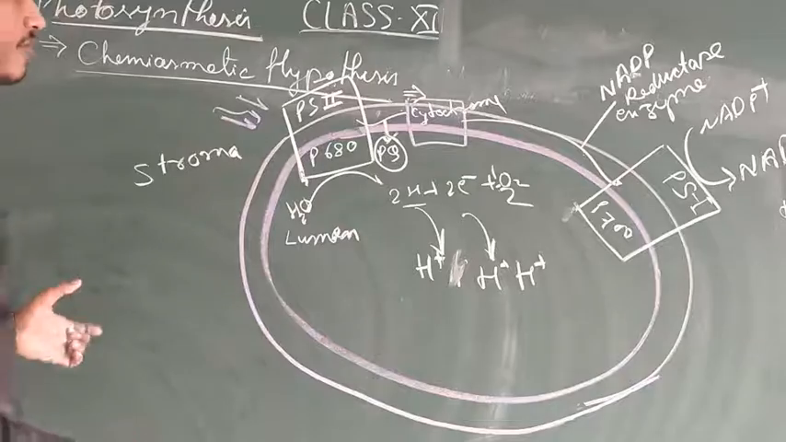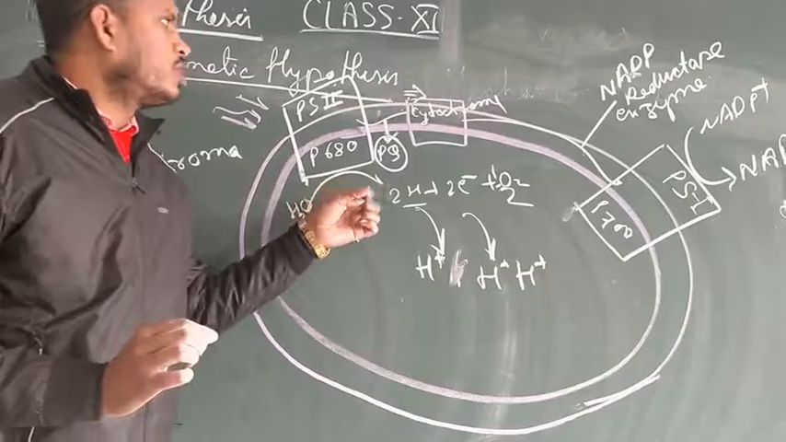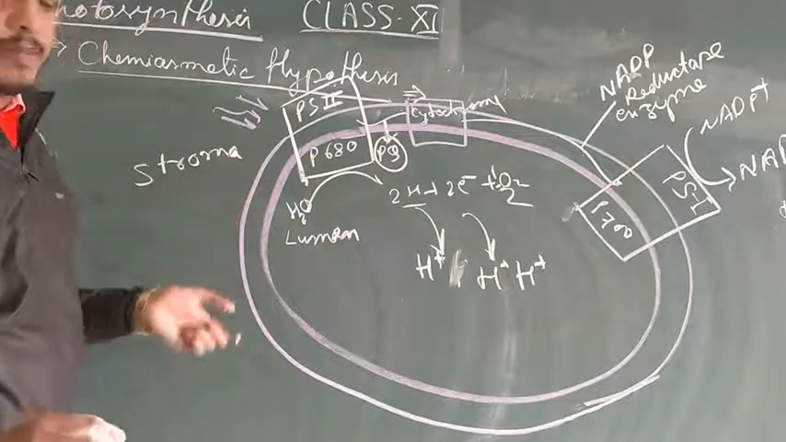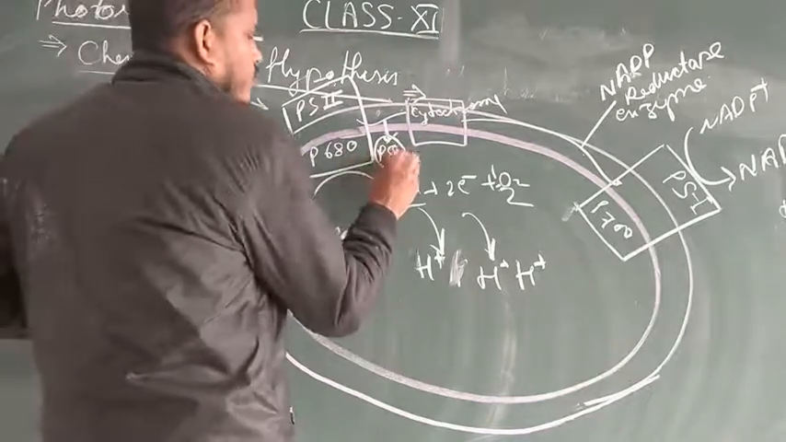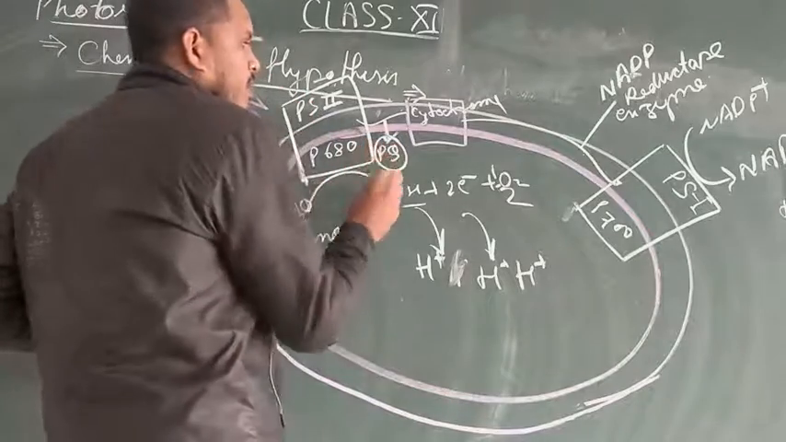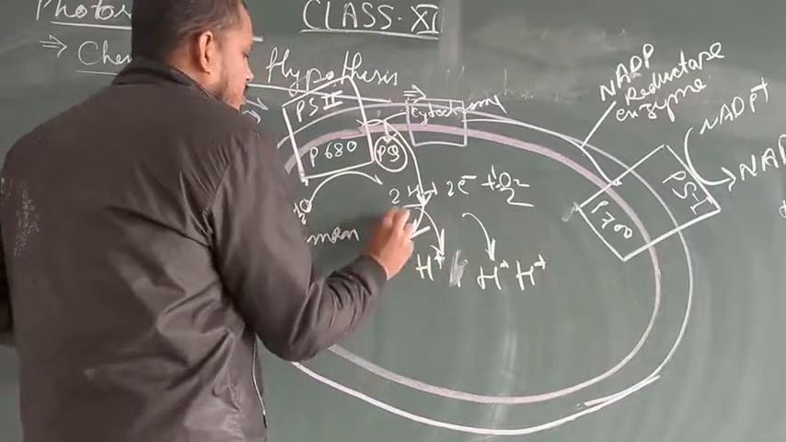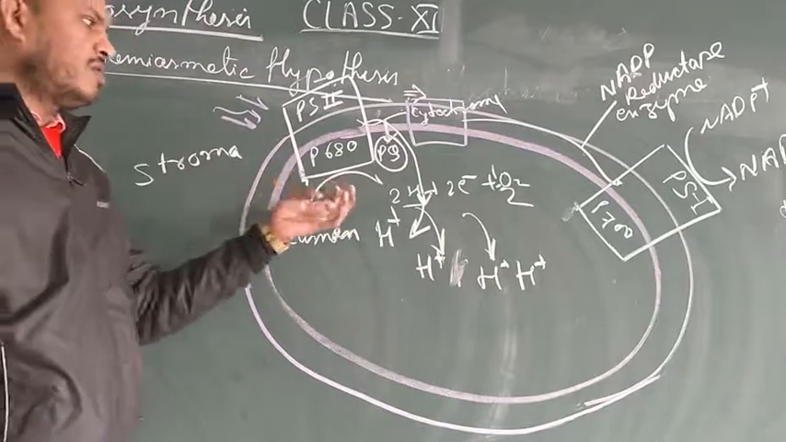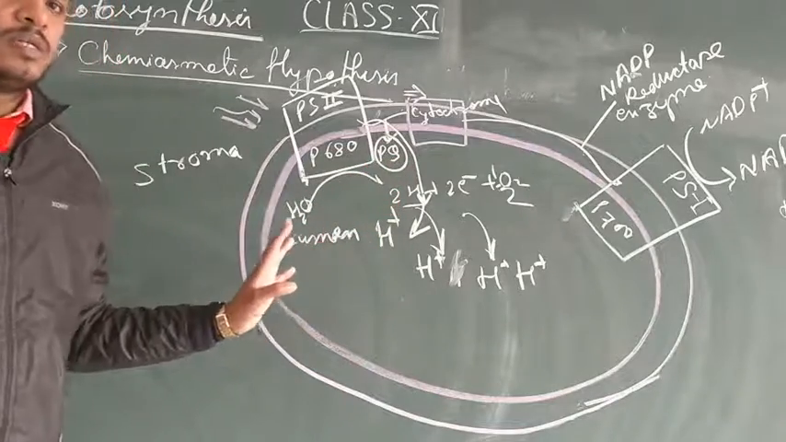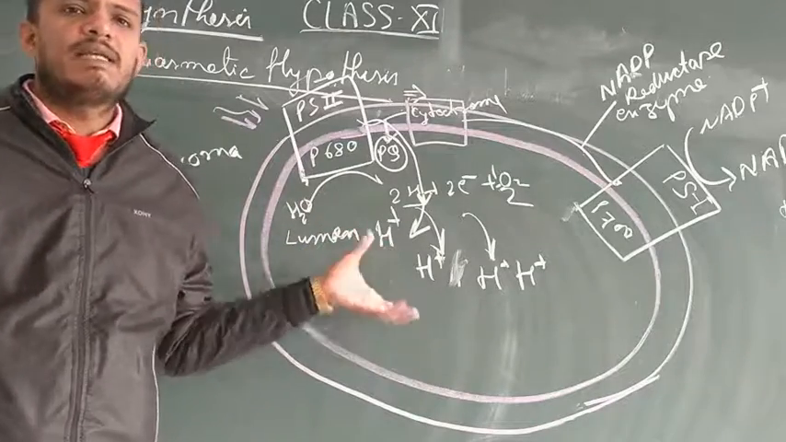Now, due to the splitting of water molecules and due to the excitation of the electron, plastoquinone acts as the excited electron acceptor. Due to this also, hydrogen ion entry inside the lumen takes place. One source is the splitting of water molecules, and another source is plastoquinone, which causes the entry of protons, that is hydrogen ions. As a result, the proton gradient inside the lumen increases.